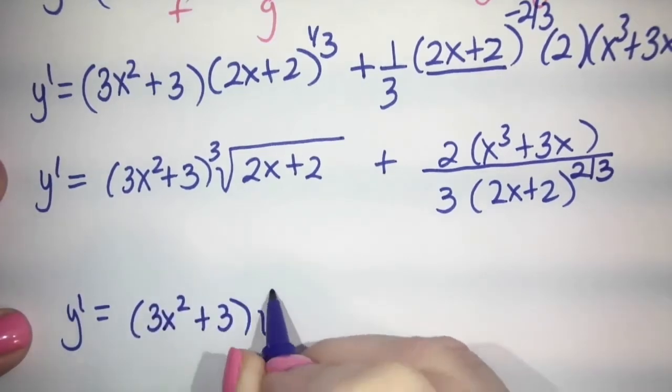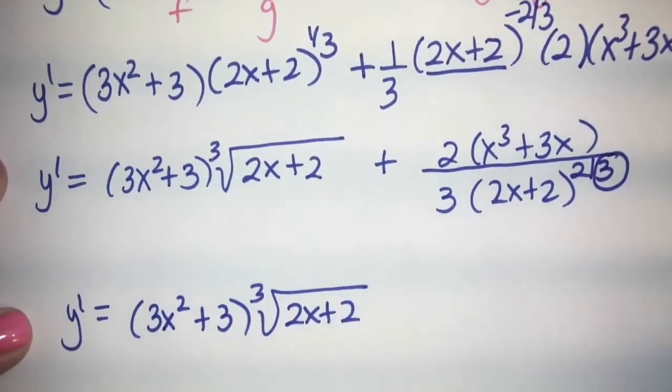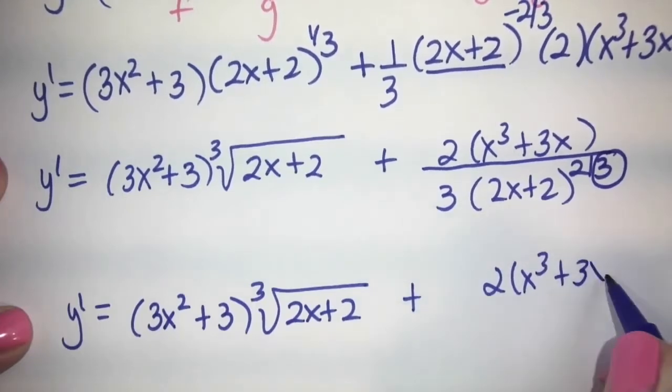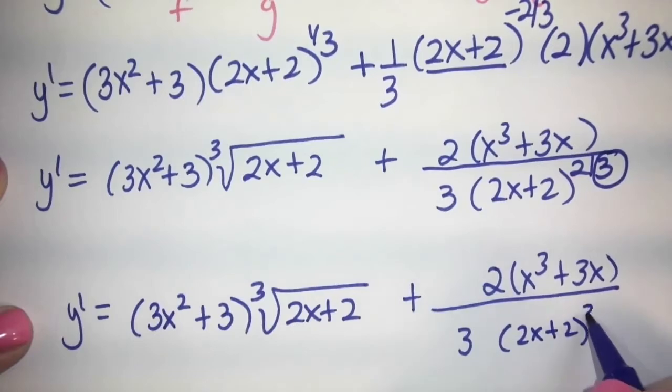So here we have the cube root. The bottom is cube root, and then it's being squared. So on the top, we'll just leave it alone. But on the bottom, we could say 2x plus 2 squared, and then cube root it.